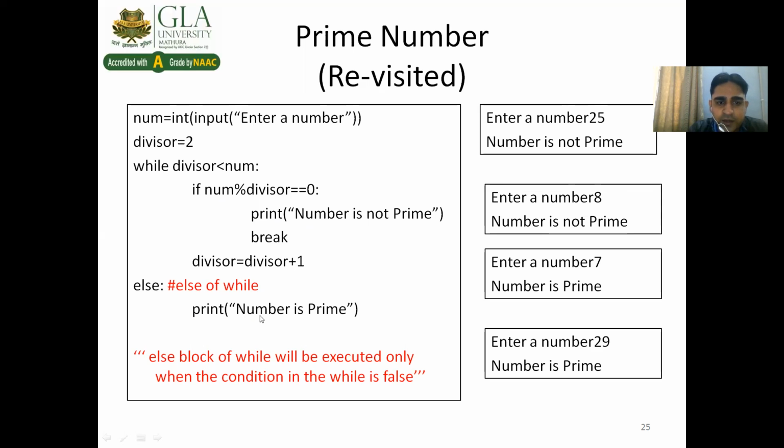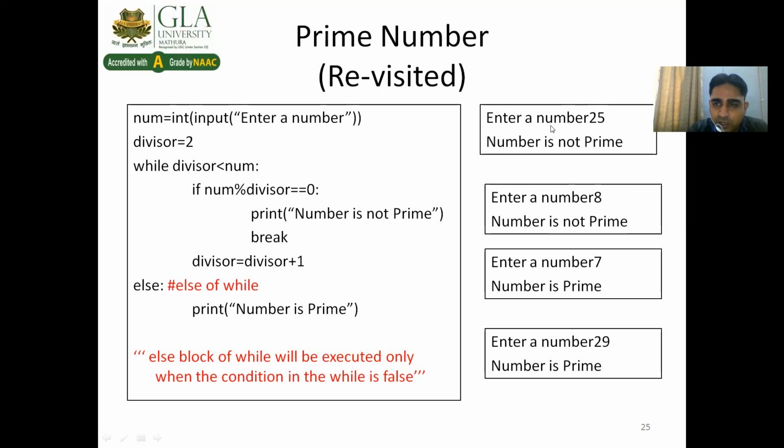In the else part, I write number is prime. So this print, number is prime, will be printed only when the loop condition becomes false. If this condition is false, what does it mean? It means that the code has executed for all the values of divisor which are less than number, and it did not find any divisor. Because if it had found a divisor, number is not prime would have been printed and the control would have moved out of the loop. But because control moved out of the loop as the condition became false, it moves to the else part, and there it prints that the number is prime.